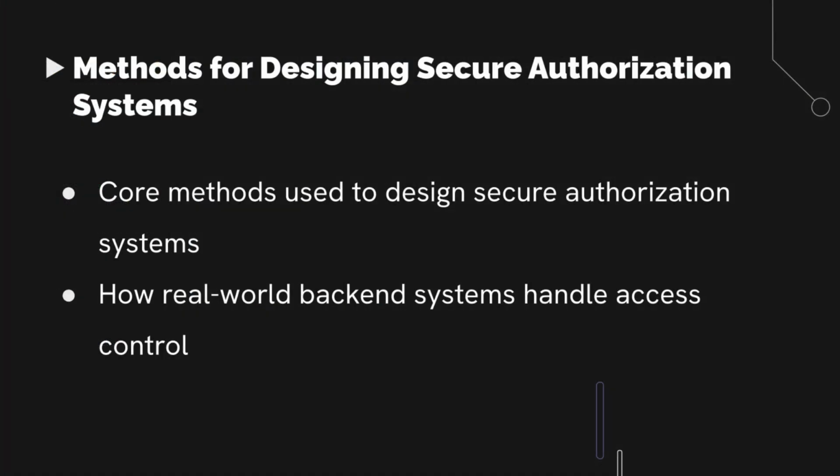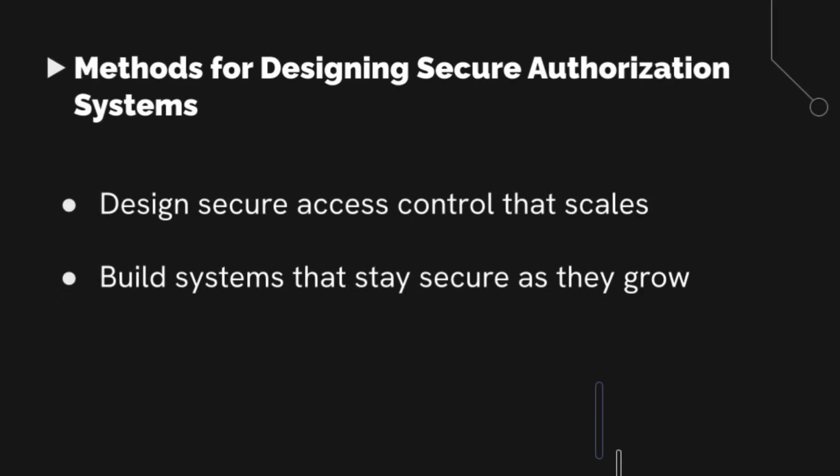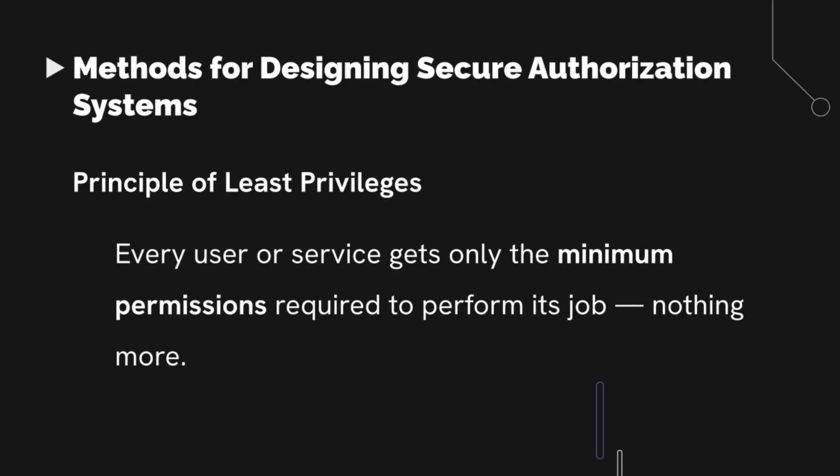In this video, you will learn how secure authorization is designed from a system perspective and how to secure your application so authorization is centralized, consistent, and hard to bypass. By the end of this video, you will not just understand what authorization is, you will also understand how to design it properly so it stays secure even as your system scales. So let's get started. Our first method is the principle of least privilege.